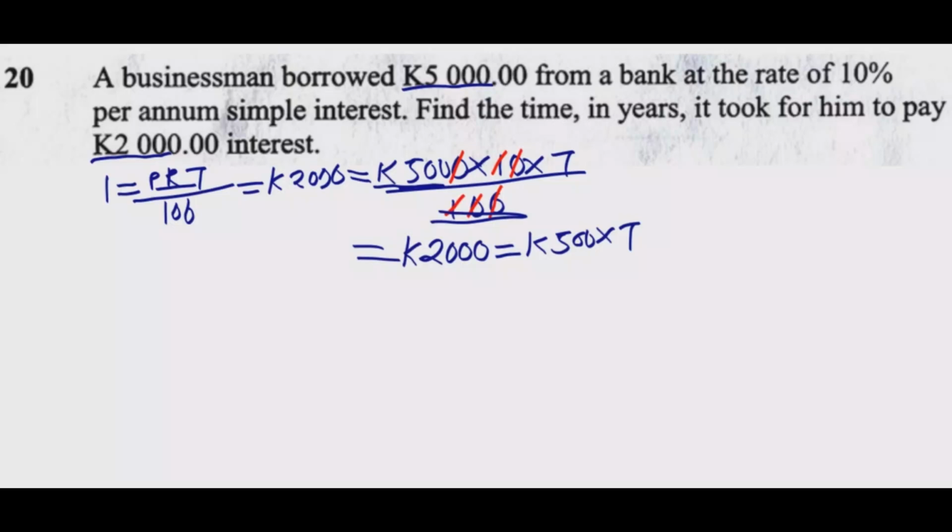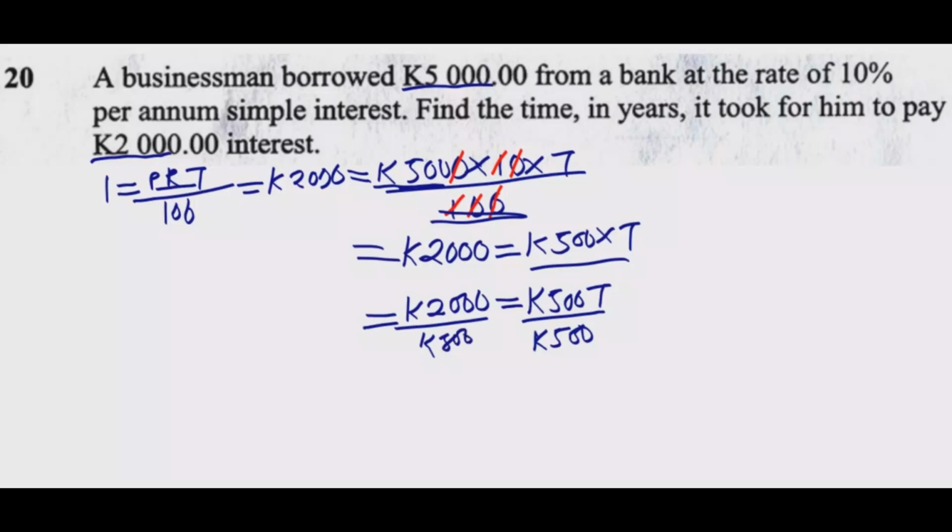Basically what we can do now is evaluate this so that we get a single figure. We copy 2,000 the way it is, which is equal to 500 kwacha times T, which gives us 500 kwacha T. So what we do here, we divide both sides by 500 kwacha so that we remain with T on one side of the equal sign. So we have 500 kwacha down here, and on this side we have 500 kwacha down here.